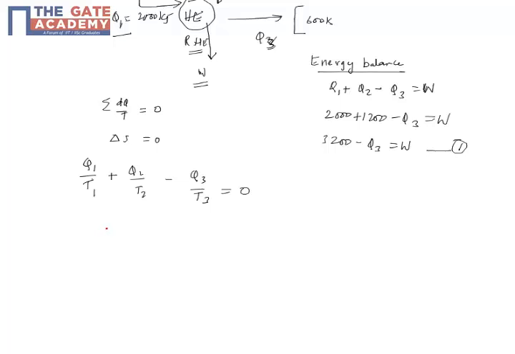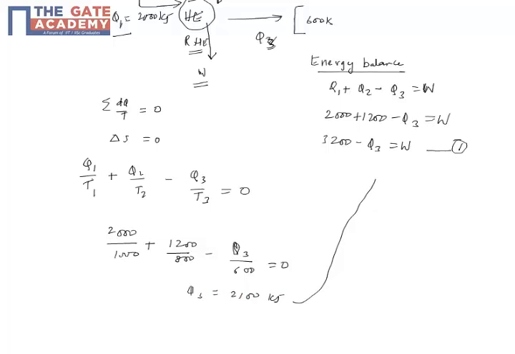So Q1 is 2000, divided by T1 which is 1000 Kelvin. Here you have to use Kelvin. Plus 1200 by 800, minus Q3, which we don't know and will get from this equation, divided by 600, is equal to 0. From this I can easily get Q3, and Q3 comes out to be 2100 kilojoules. Once we substitute 2100, W is 1100 kilojoules. So 1100 kilojoules of work is done.